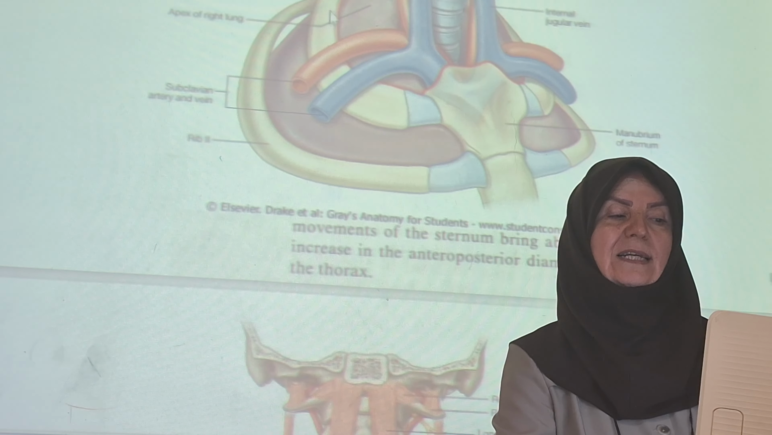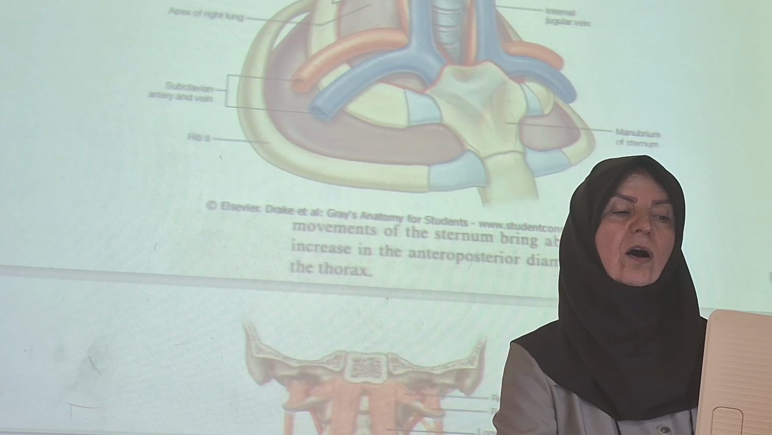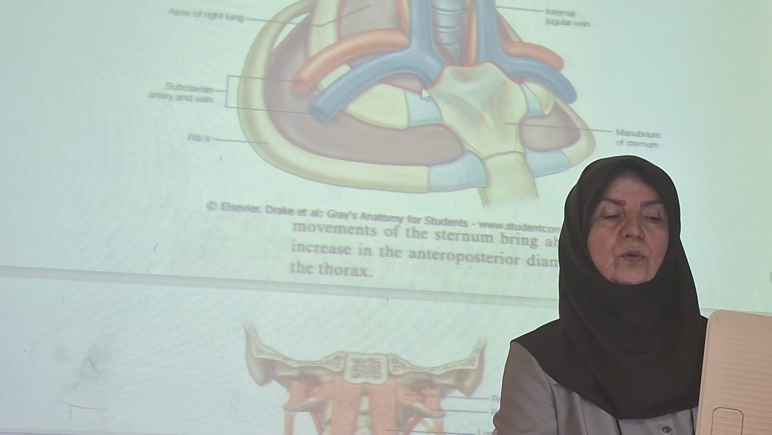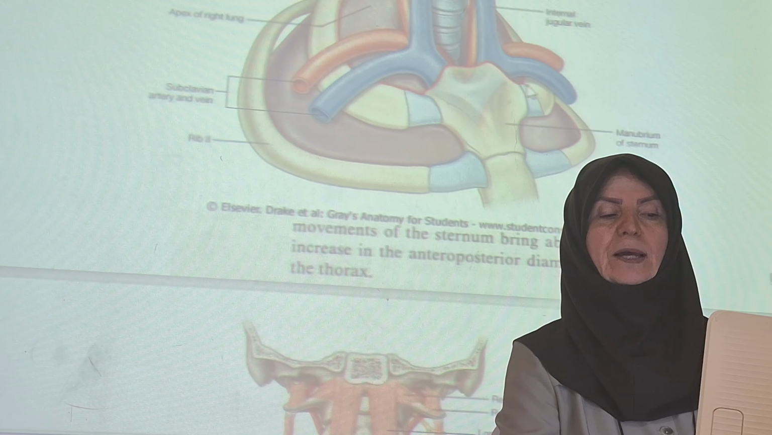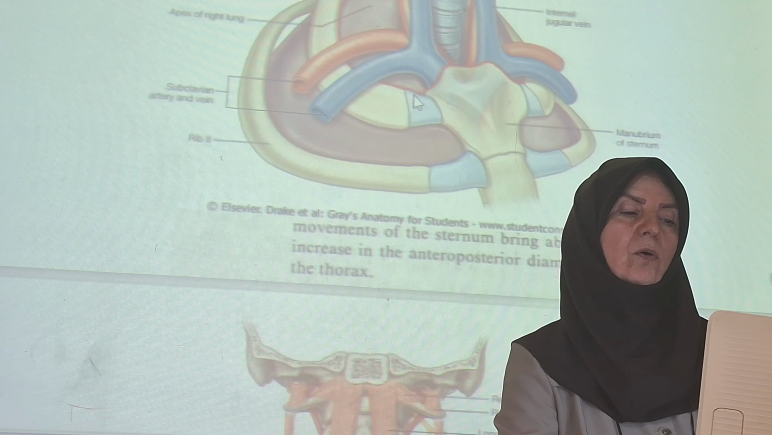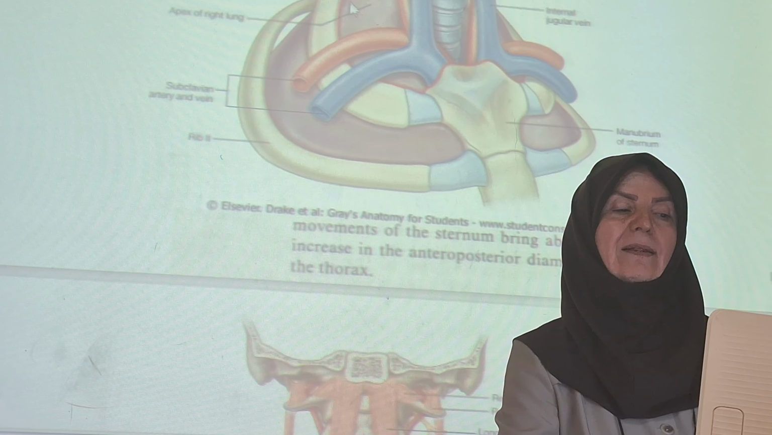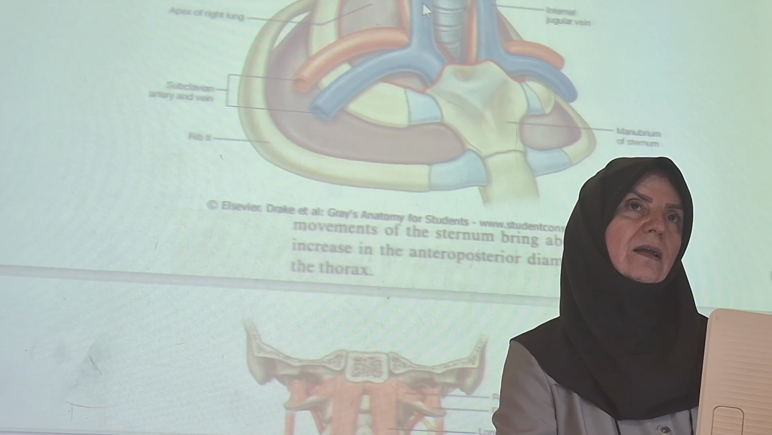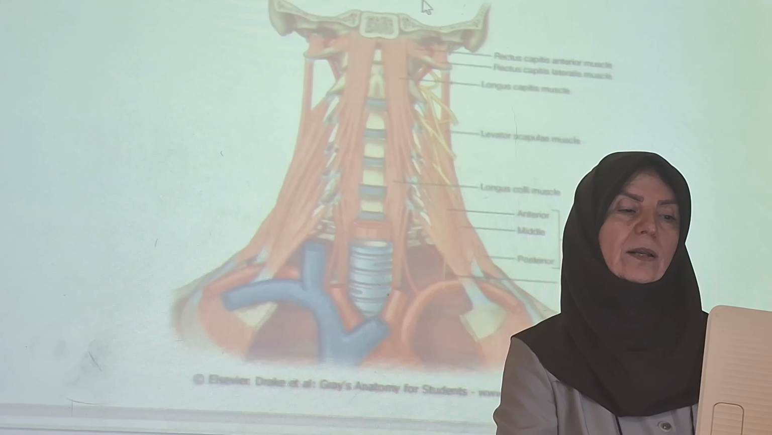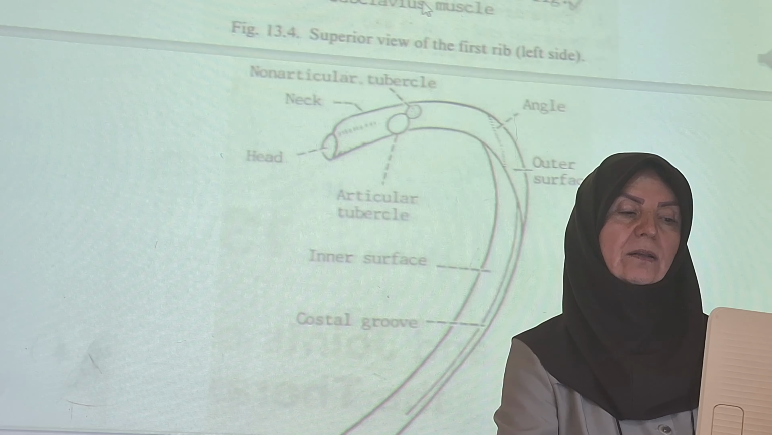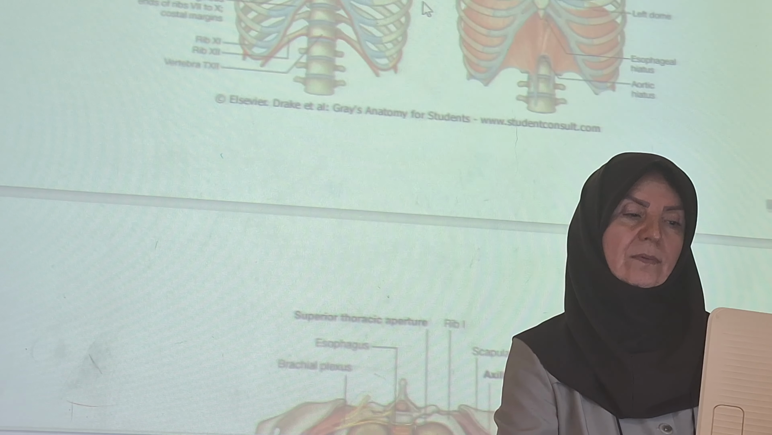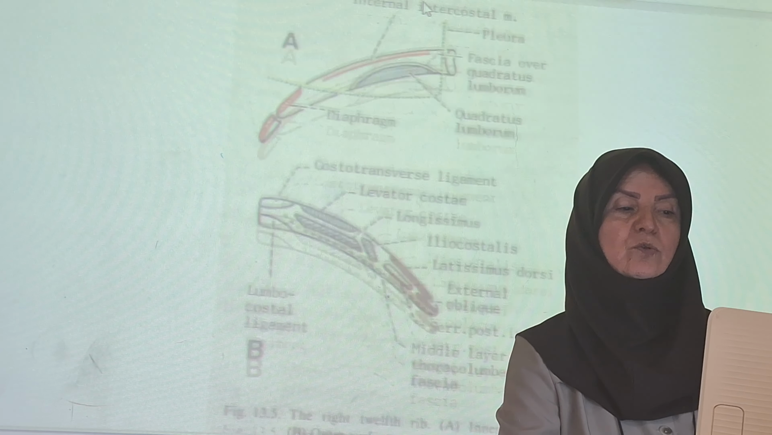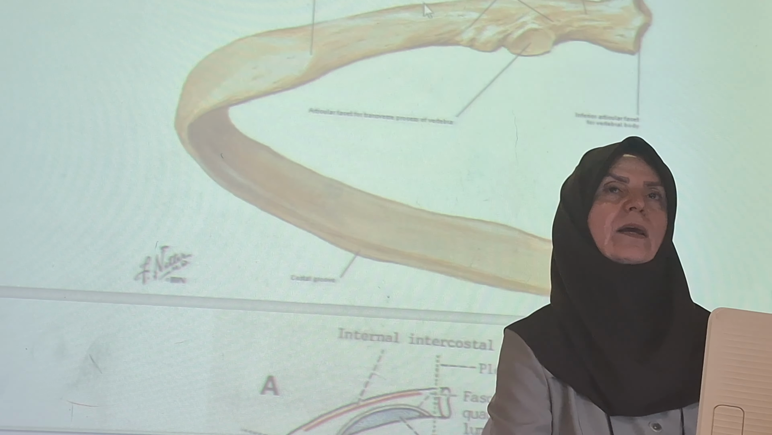Another thing is the superior opening of the thorax. I told you, anteriorly the superior border of the manubrium, laterally the medial border of the first rib, and posteriorly the body of the T1. Please pay attention. The thorax, superior aperture and inferior aperture, superior opening and inferior opening are important.